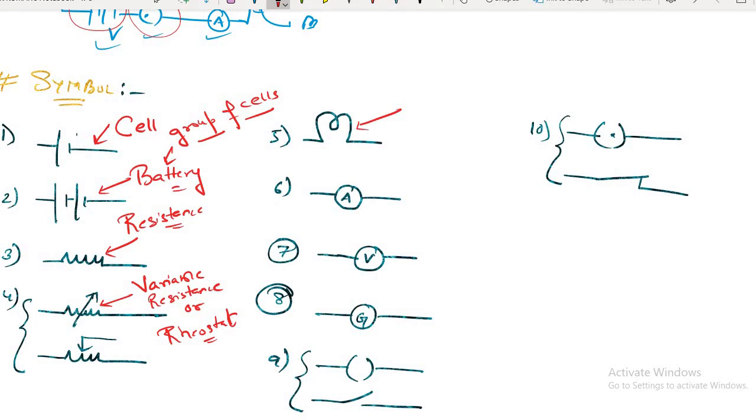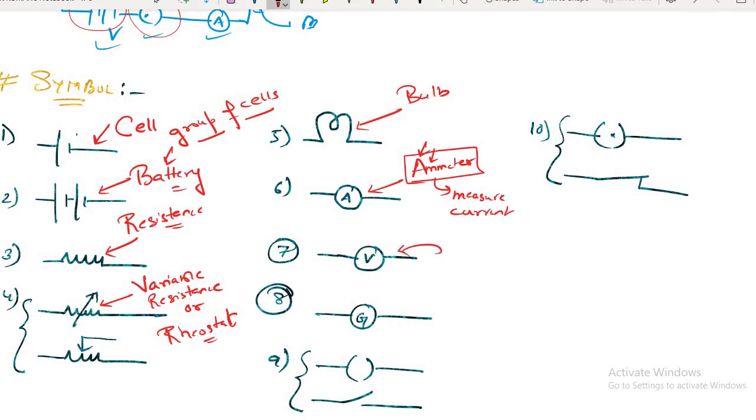Next is bulb. Next is ammeter. Ammeter is used to measure current. Very easy. What trick have I given you? A for ammeter, M for measure. Very easy. In the word ammeter only you will get the answer. Yes or no? It is used to measure current.